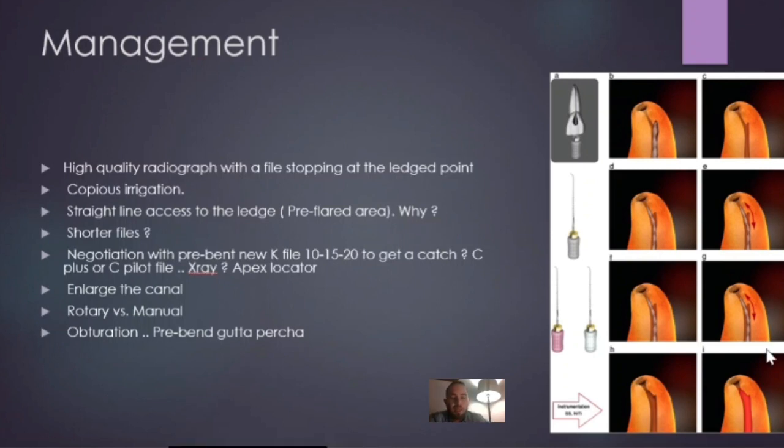Alright, now I'm going to play a short video for you in which I bypassed the ledge using a small pre-curved file and then I enlarged the area behind the ledge using a rotary file.